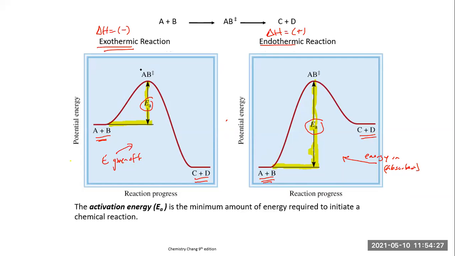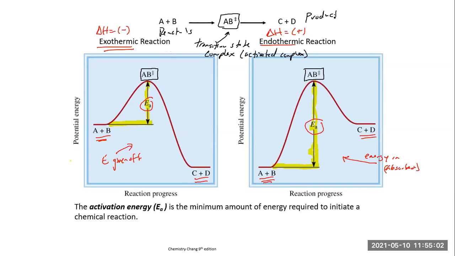What happens when we get to the very top of the hill on both of them? We get this species in the middle, and this is what is sometimes referred to as a transition state complex, or sometimes referred to as an activated complex. It is basically an intermediate in this reaction as our reactants go to products. So what do I mean by that?